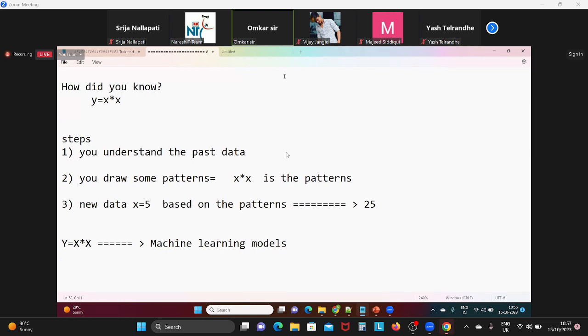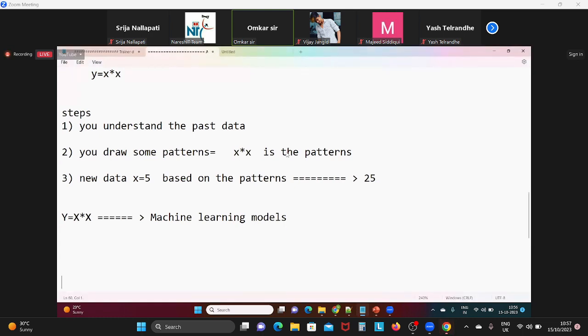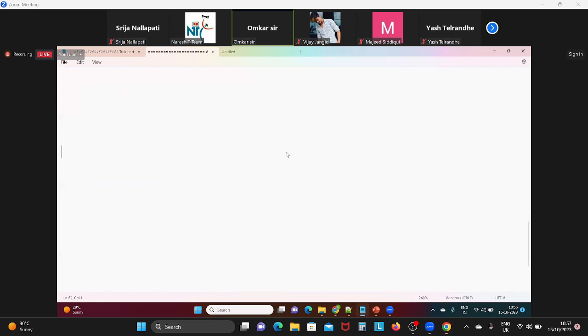Understand the data science? Now what is the definition of data science in simple terms? Yes, very good.